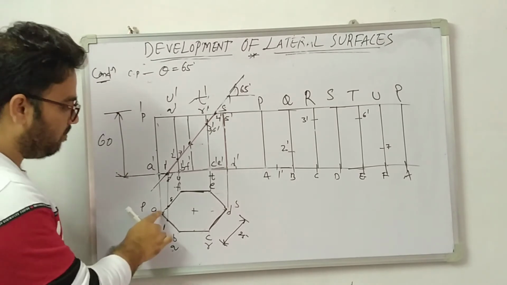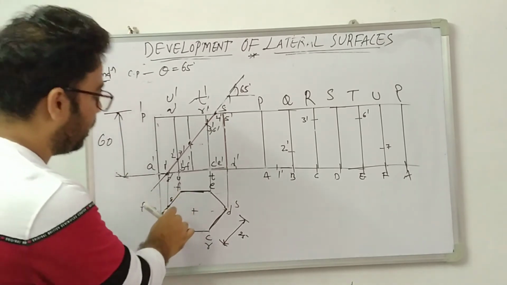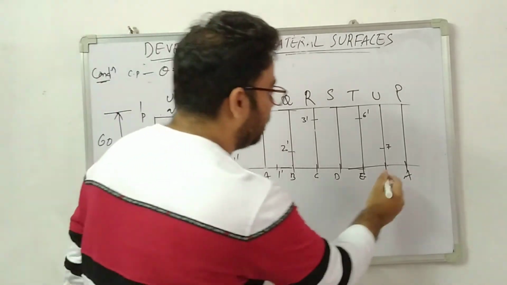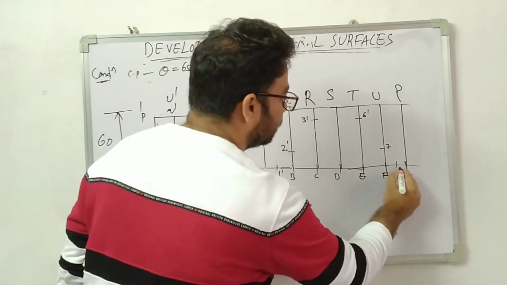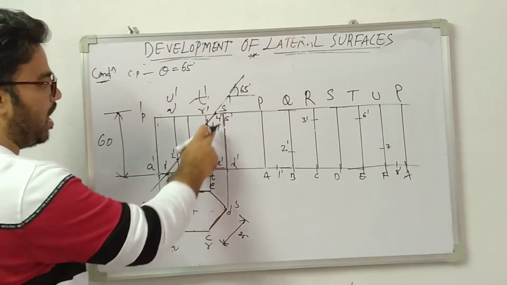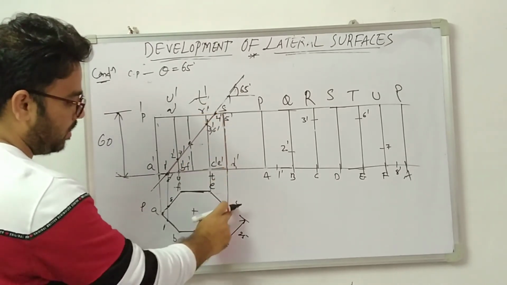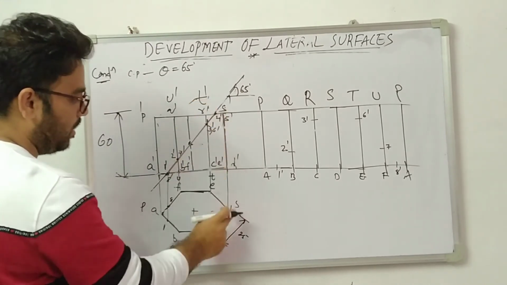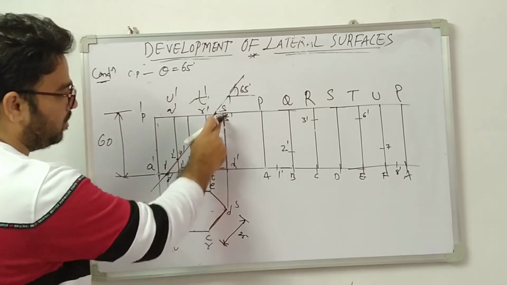Similarly, here AF is also located. This is the 8th point. AF is here. This is my 8 dash. Now we completed this base. Now we have to go for another base, that is SR and ST. ST is located here and SR is located here. So this is the base.